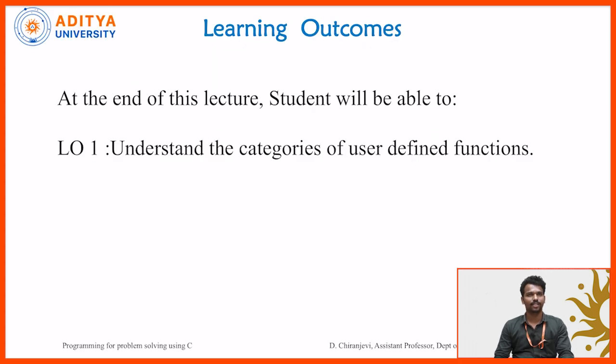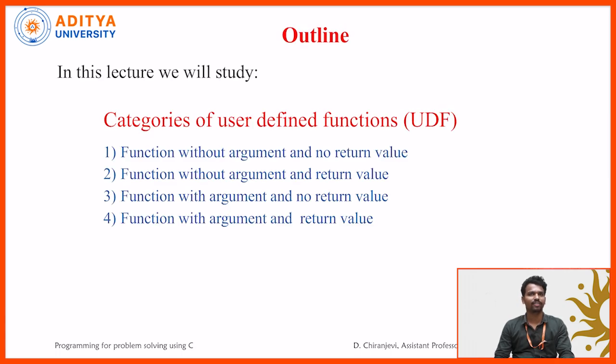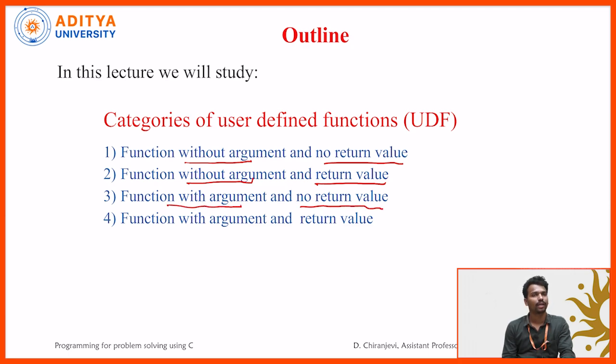So at the end of this lecture, the learning outcome is that the student will be able to understand various categories of user-defined functions. In this lecture, I will discuss the categories of functions: first, function without argument and no return value; second, function without argument and return value; third, function with argument and no return value; and the fourth one is function with argument and return value. These are the four categories I will discuss.